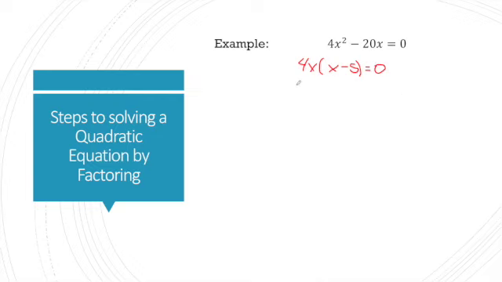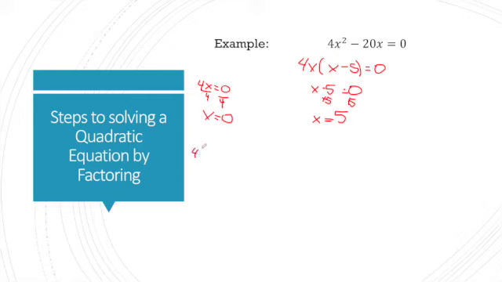Now the zero factor property still applies. I'm going to take 4x equal to 0 and x minus 5 equal to 0. I'm going to divide both sides of this equation by 4. So I have x equals 0. Very exciting. And then I'm going to go ahead and add 5 to both sides over here. So I have x equals a positive 5. I need to check both of these back in my original equation.